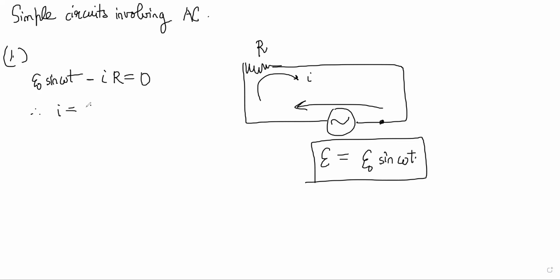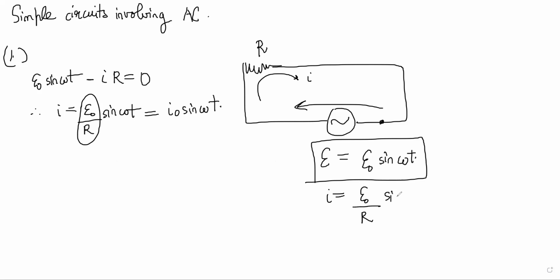Therefore, your I will become E naught by R sine omega t, and this part you will call your I naught, so it will be I naught into sine omega t. So if your EMF is like this, your current in a pure resistor circuit, where there is just a resistor, will simply be E naught by R sine omega t. So this is a purely resistive circuit, and current has the same phase as the EMF.